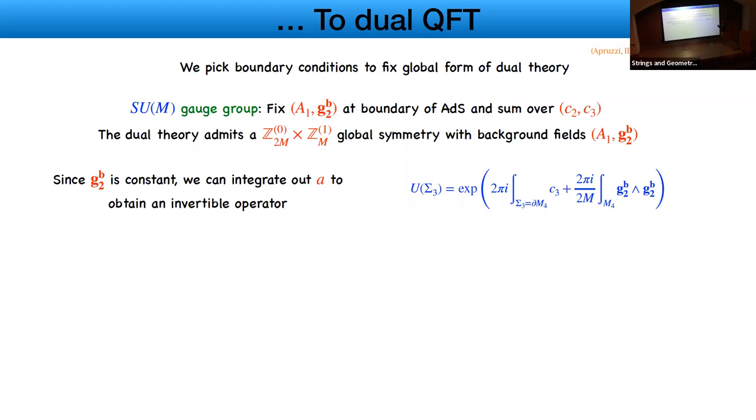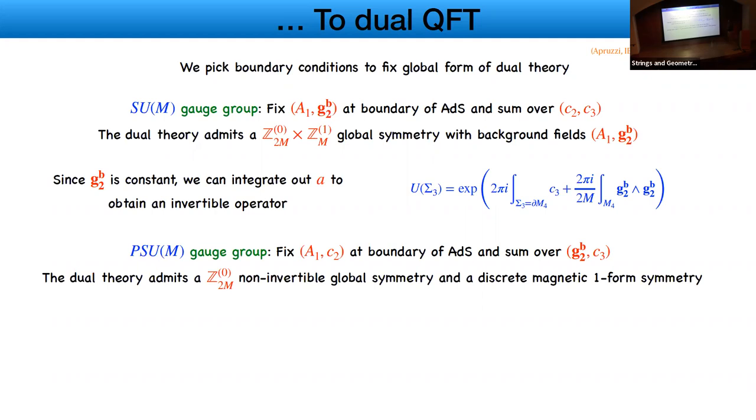So to do this, I have to pick boundary conditions, meaning I have to pick a boundary condition which would fix A1 and G2B. But fixing G2B in the boundary tells me that it's just a number. I can just fix the number, and if I can fix the number, then it just appears as an overall phase. So this term isn't going to be important. And I'm just left with the standard operator in the SU(N) case, which is invertible. Next slide. However, if I want the PSU(N) case, then I need to sum over the G2 choices.